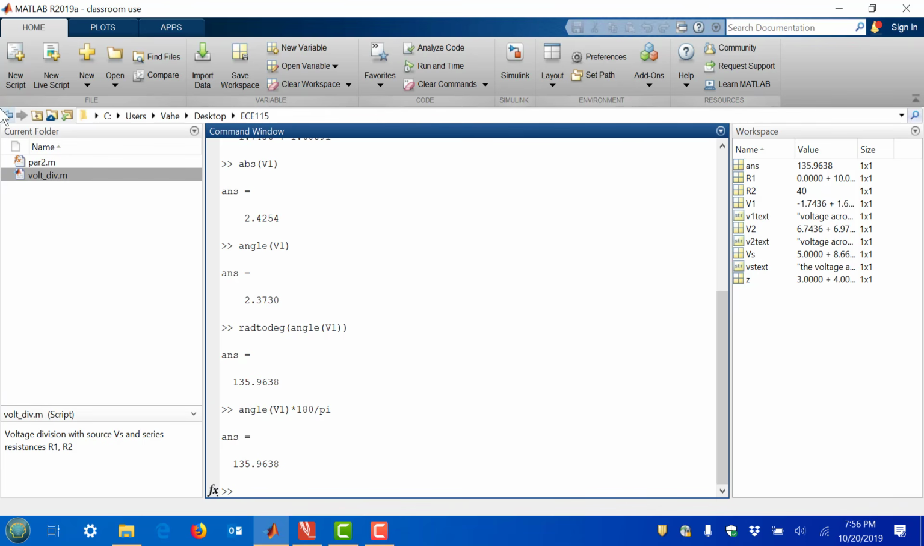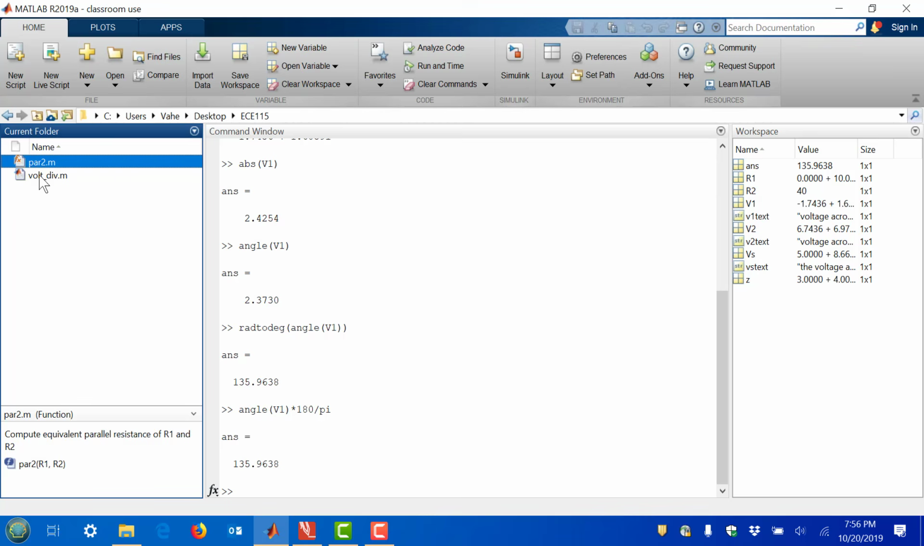Again, I'm going to send you these two files, part 2 and volt div. You can take those files from the Blackboard site and simply put them in your EC115 directory, and make sure you change your working directory to your desktop EC115 directory, as I have done. They'll appear here and you'll be in business. Very easy. So that's one thing that you'll have, these two files.